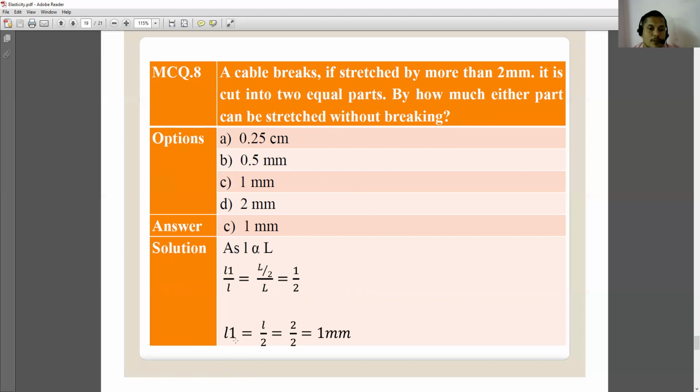Now this L1 is nothing but L by 2, which is equal to 2 by 2. Change in length किती आहे तर 2 mm. So here when we put this value in either part, we get the answer as 1 mm, which is option C.